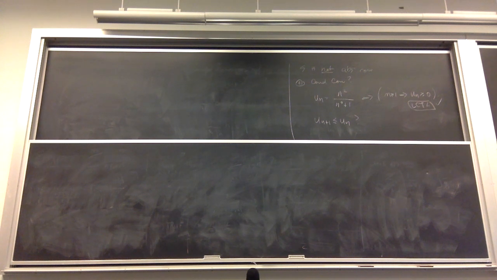Okay. Consider the function x squared over x cubed plus 1. What's true about that function? It's u_n at every integer point. Yeah. So if that function is decreasing, then u_n is decreasing. Follow that? You should ask me questions.